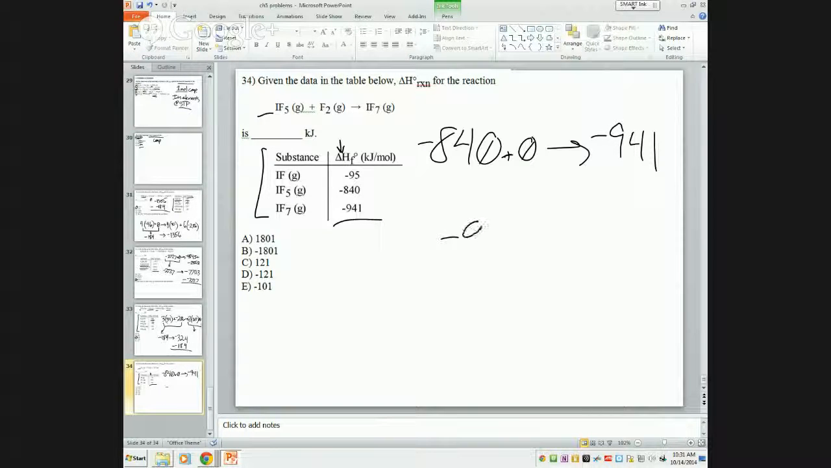All right, well, products minus reactants, and I get the answer of, well, wait a minute. All right, cool. Of E. Sorry for that, I was looking at the wrong problem.